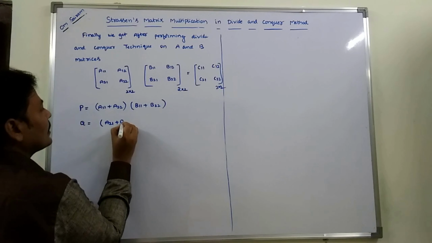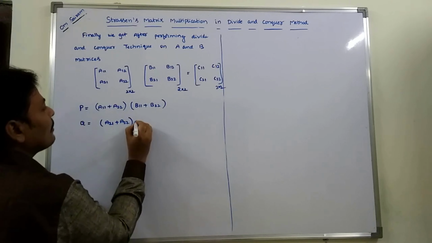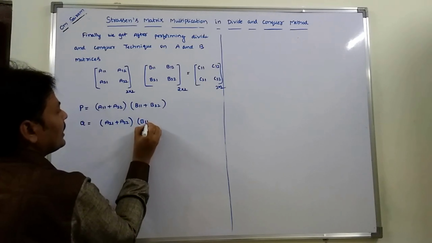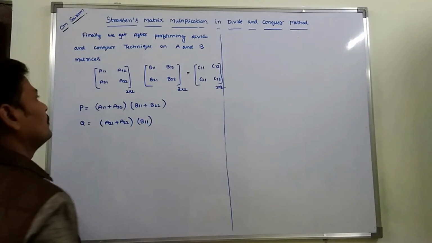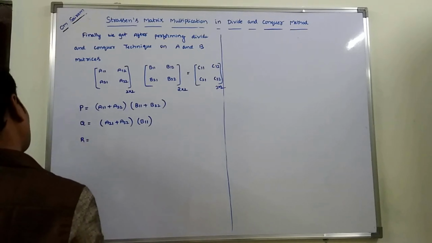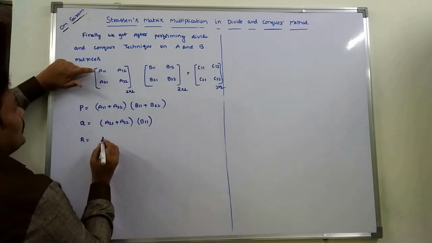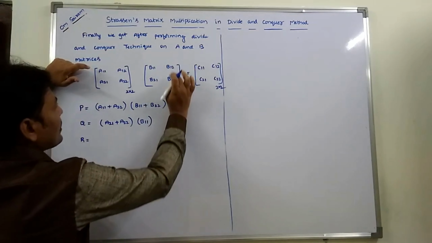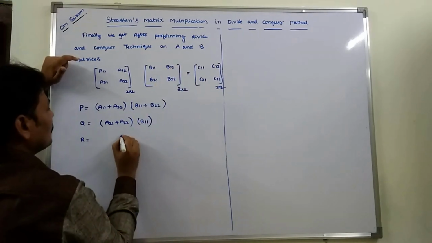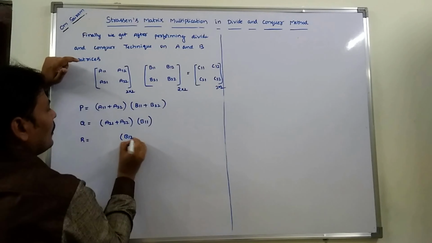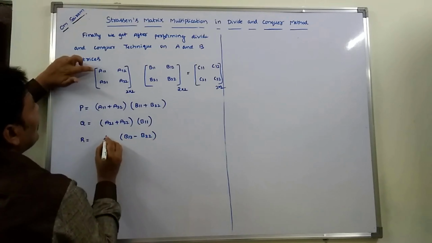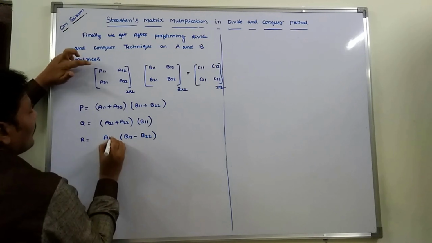A21 plus A22 is multiplied with B11. Next, R is equal to, subtracting the second column, B12 minus B22 is multiplied with A11.